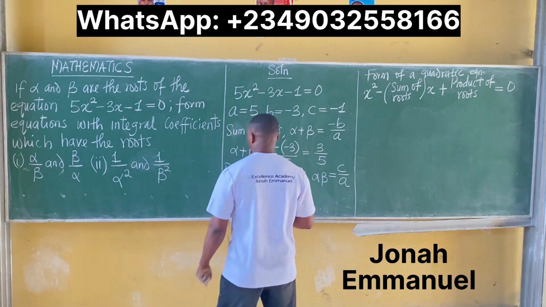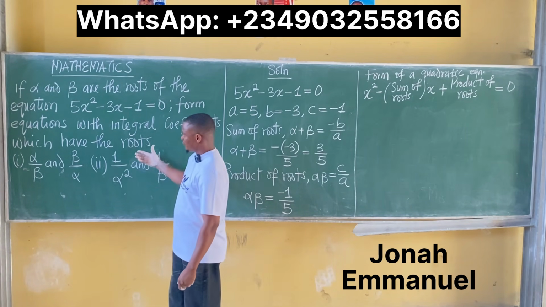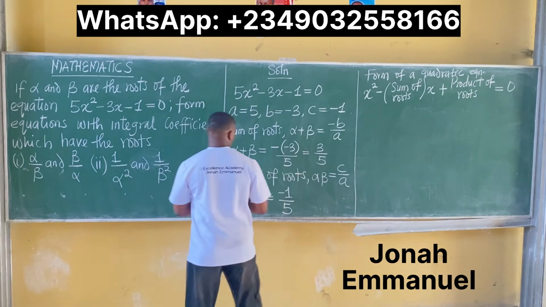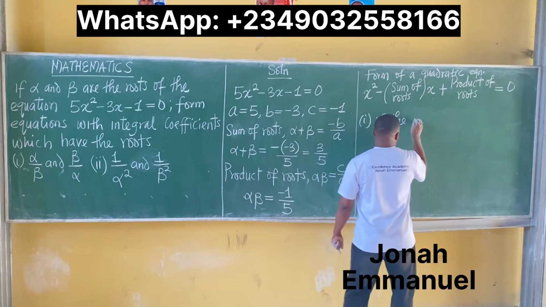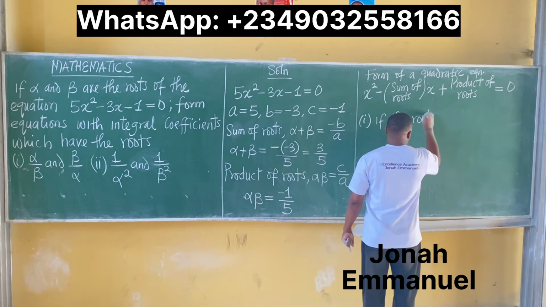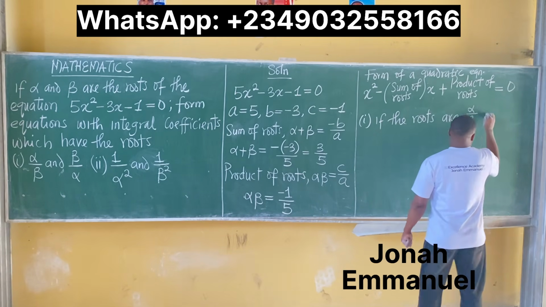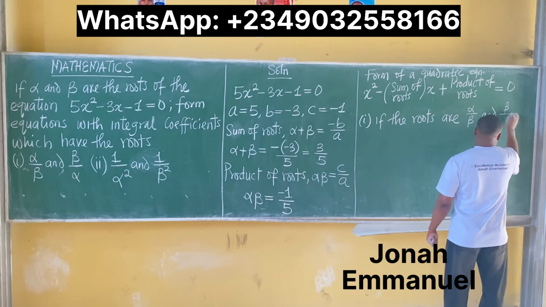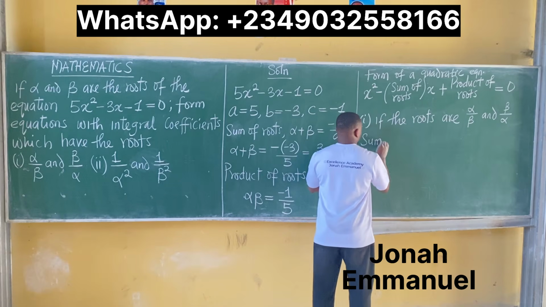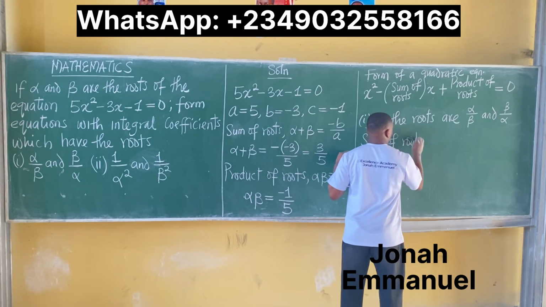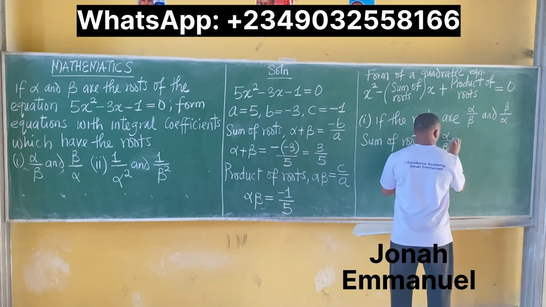With that said, they want us to form an equation which has the roots in the question. Let's start with the first part. If the roots are alpha over beta and beta over alpha, what will be the sum of roots? The sum of roots will be given by the sum of these two: alpha over beta plus beta over alpha.